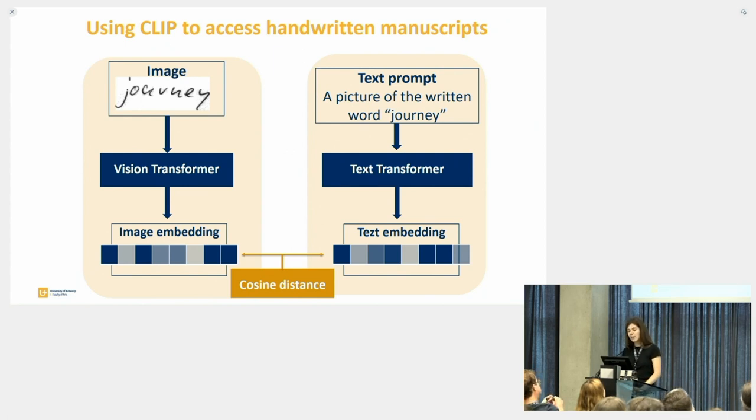So the idea is that I feed a handwritten word into the CLIP model, as well as a transcription of the word. So as you can see here on the left, you have an image of the handwritten word "journey". On the right, you can see the text that I feed into the model. So it's a prompt with the transcription. The prompt is "a picture of the written word", and then the transcription is "journey". These two data inputs will be embedded using CLIP, and then if the cosine distance between these two created embeddings is close, the image and the text are paired together.